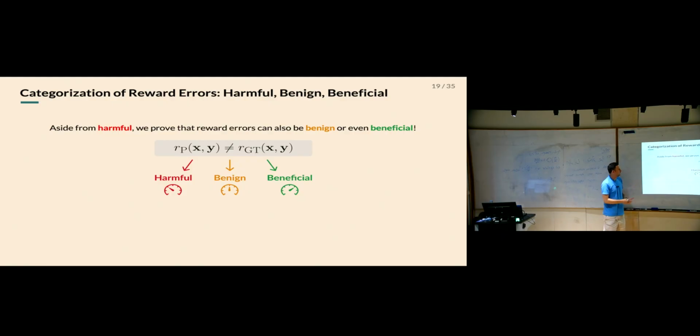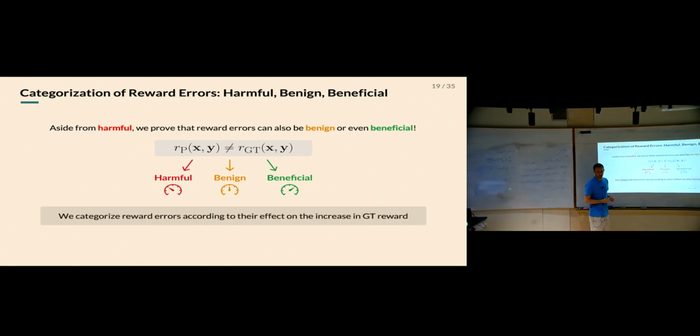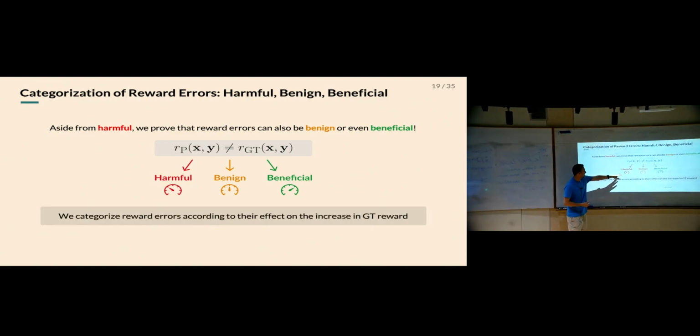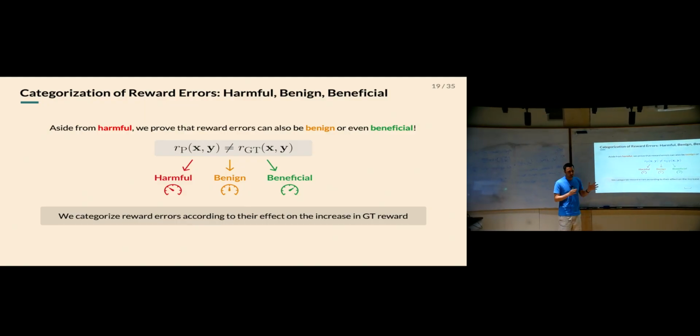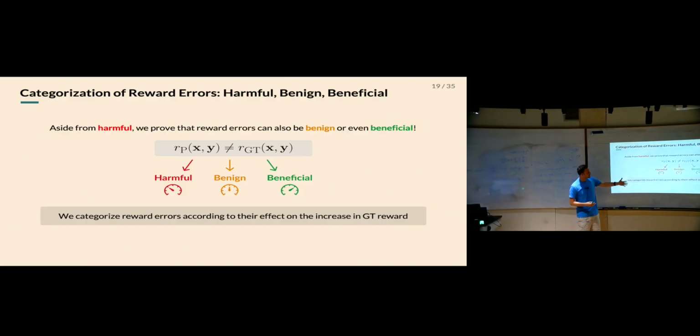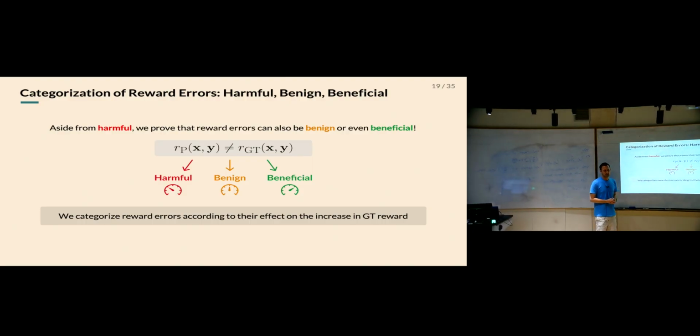But aside from harmful, what we prove is that reward errors can also be benign, and perhaps more surprisingly, they can even be beneficial. We categorize different reward errors according to how they affect the increase in the ground truth reward. When I say that a reward error is harmful, it means that it either slows down optimization or leads to a decrease in the ground truth. Benign means that they don't matter much, and beneficial means that they can accelerate the increase in the ground truth reward beyond what we can get if we optimize directly the ground truth.